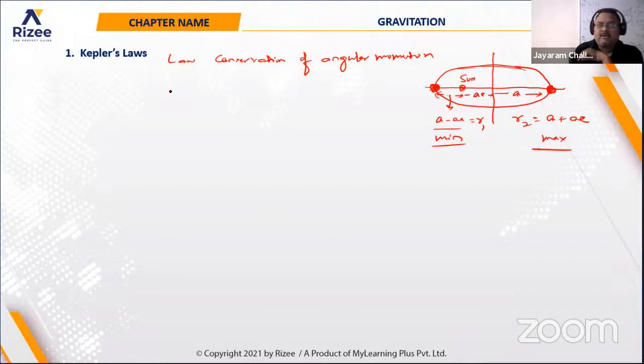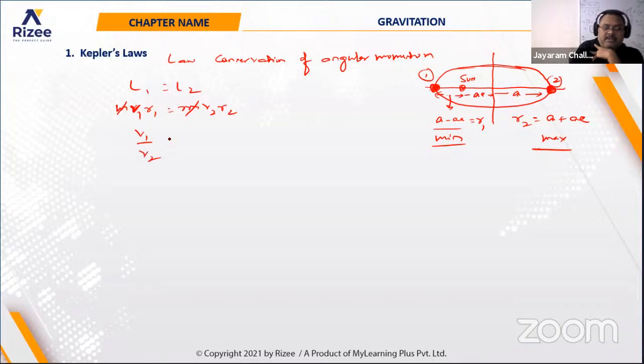Now, according to the law of conservation of angular momentum, at point 1 and this is point 2, L1 is equal to L2. L1 is m into velocity into distance r1. Angular momentum is nothing but linear momentum into distance. So m v1 r1 is equal to m v2 r2. The mass is the same for the same planet. So V1 by V2 is equal to R2 by R1.